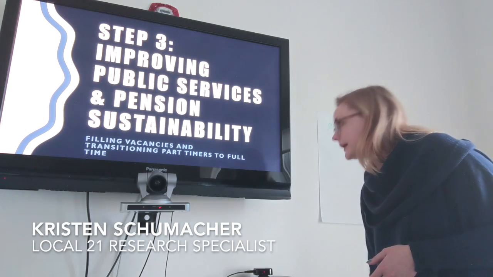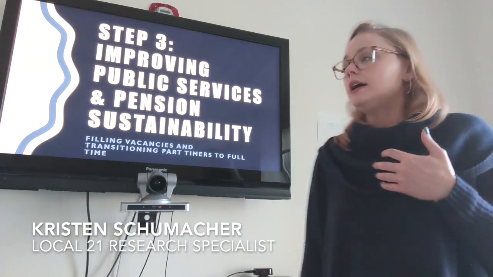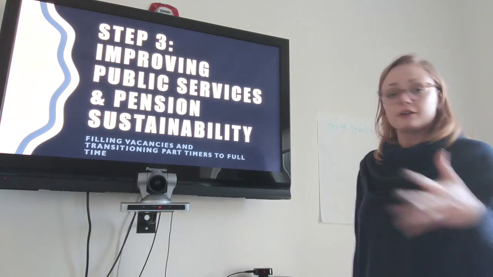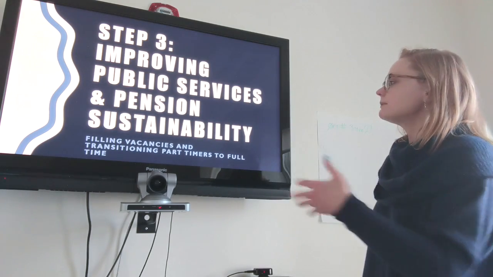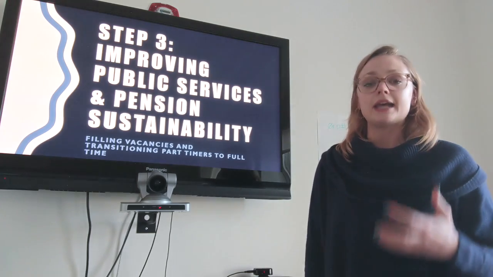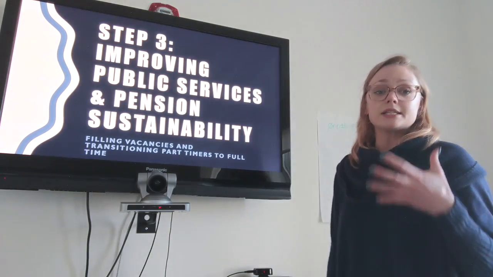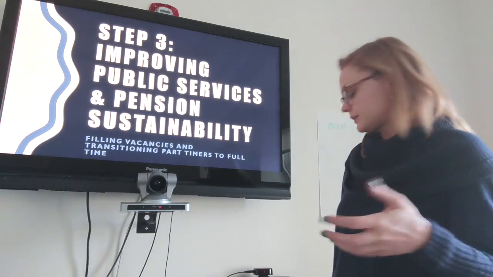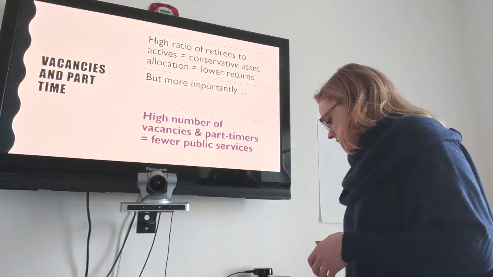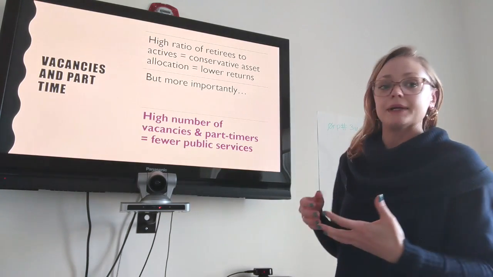So that brings us to step 3. Once we have some better political allies on the city council, and once we have some better folks on the retirement board, we can start pushing this conversation about filling vacancies and improving the active to retiree ratio. Because we know that that's one of the biggest things impacting your investment returns on the retirement fund. So we talked about this a little bit in the first presentation, but I just wanted to recap it.